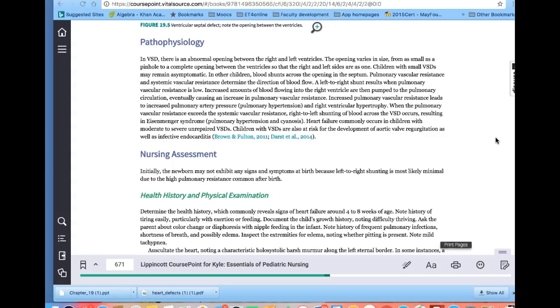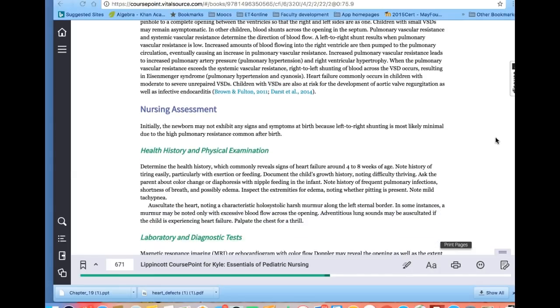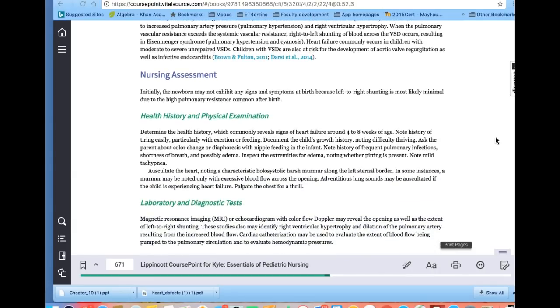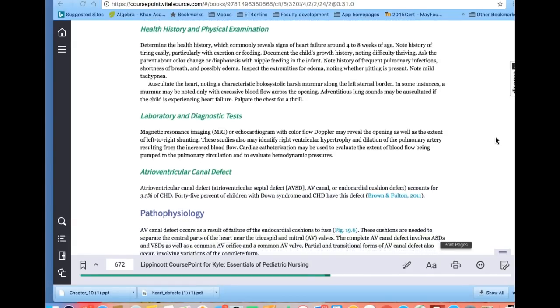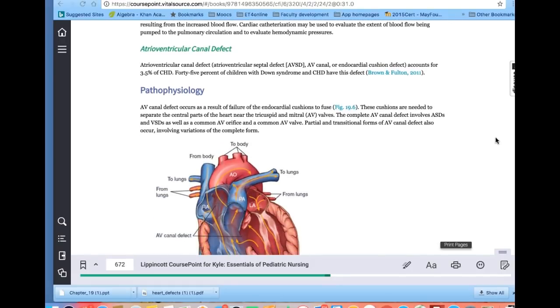Some complications: you can get pulmonary hypertension. Again, heart failure is always a complication. It does increase your incidence of infective endocarditis as well. All right, so AV canal defect. AV canal is closely associated with Down syndrome, and a lot of times they have another defect as well.